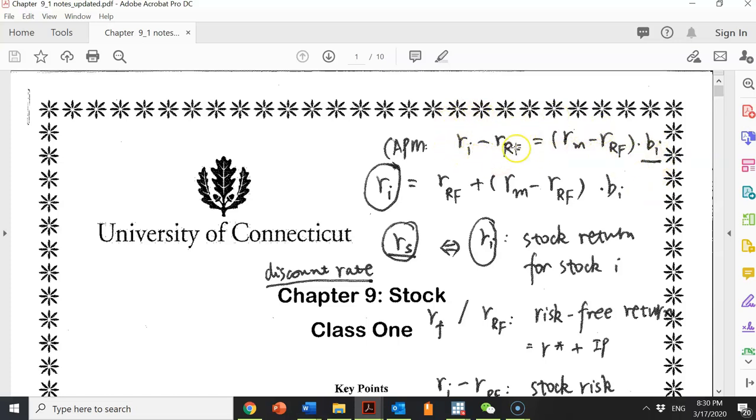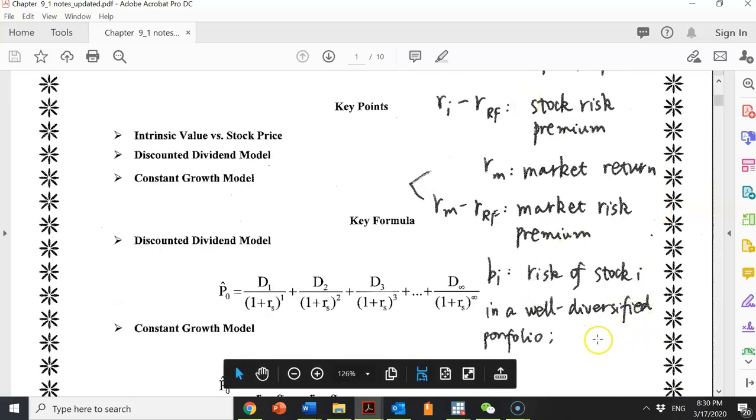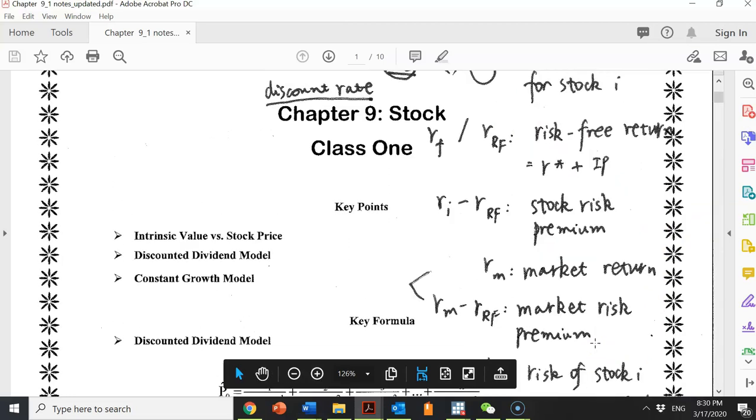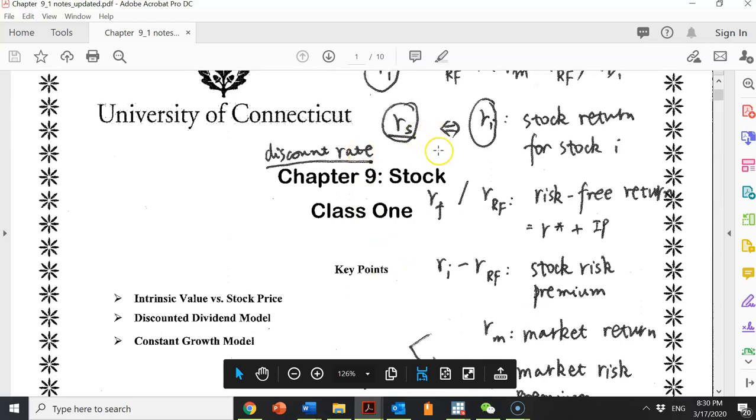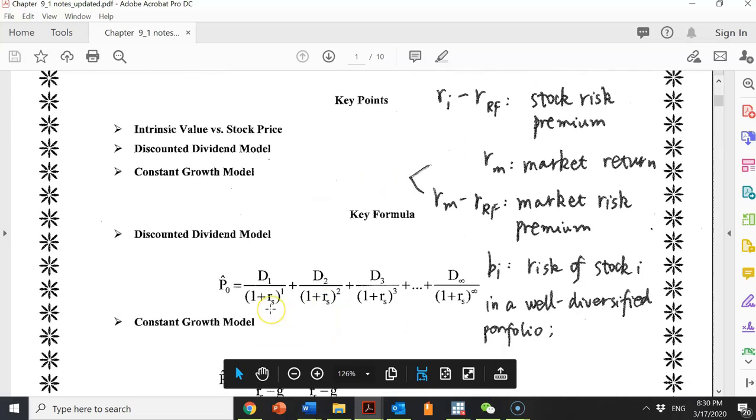The stock risk premium equals market risk premium multiplied by beta. So here is a review on Chapter 8, Class 3. And we're using the same RI here as RS in this dividend discount model.